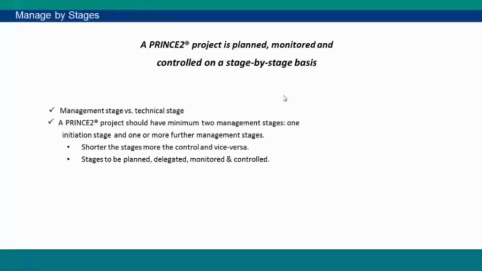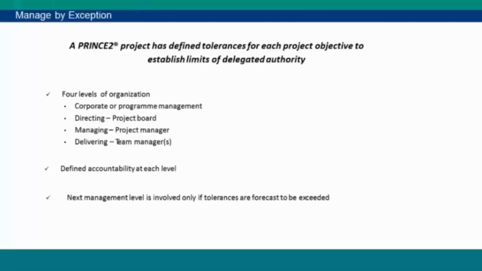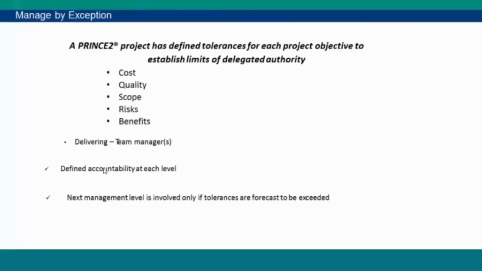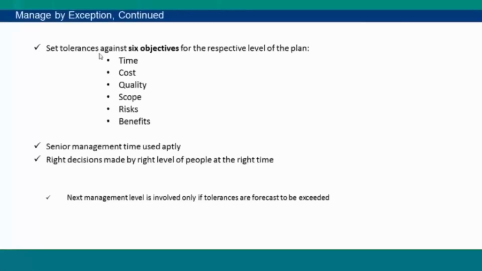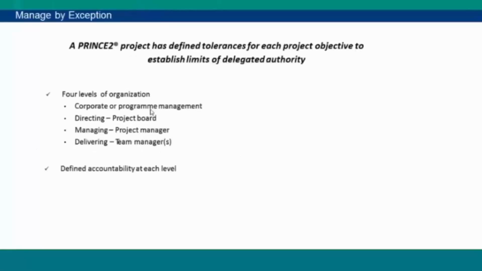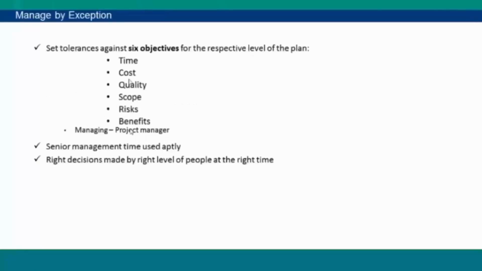Then manage by exception. I told you about manage by exception. Four levels we have. These are my four levels. For all the four levels, the tolerance is against six objectives. I have explained this to you. So how much I can tolerate at my level. If I'm a manager, how much I can tolerate on cost, how much I can tolerate on time, quality, scope, risk, benefit. So how much I can tolerate at my level, that is called manage by exception.